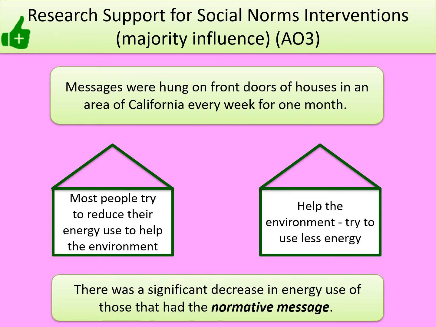So we'll look at the evaluation points now. The first is research support for majority influence. So research support for social norms interventions, saying that they do work. And some research was done where messages were hung on front doors of houses in an area of California every week for 1 month.